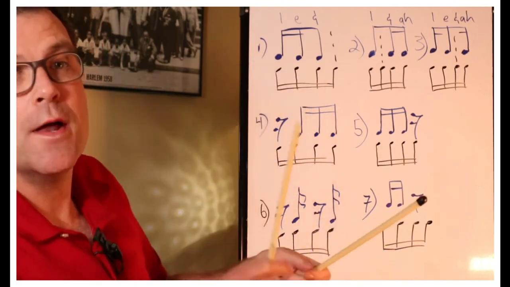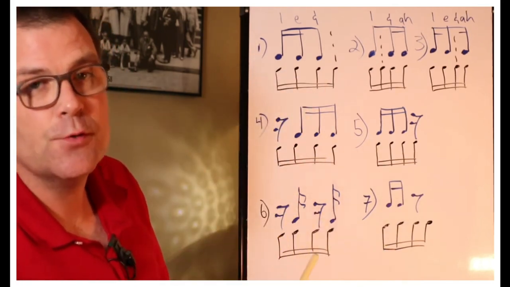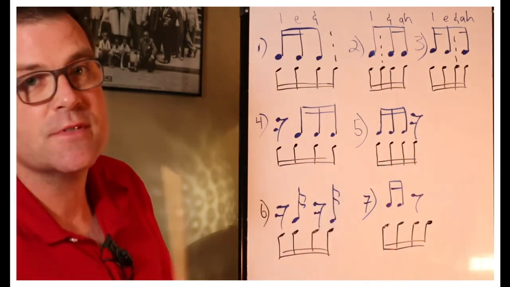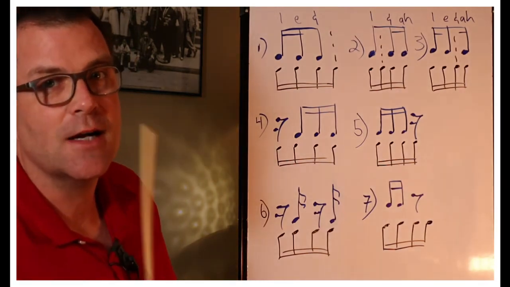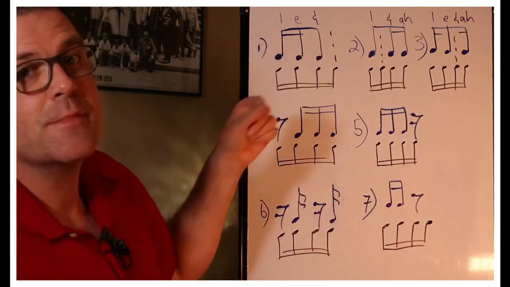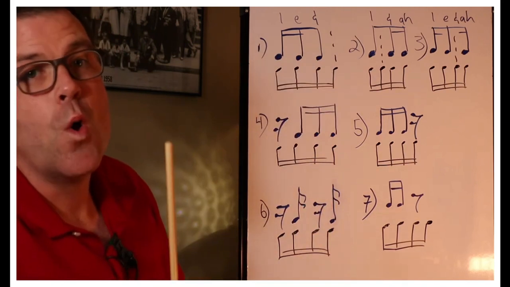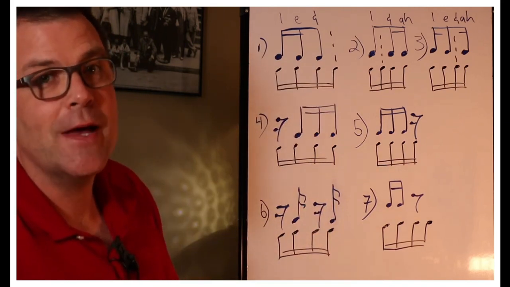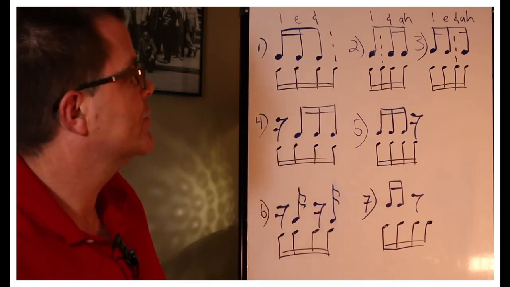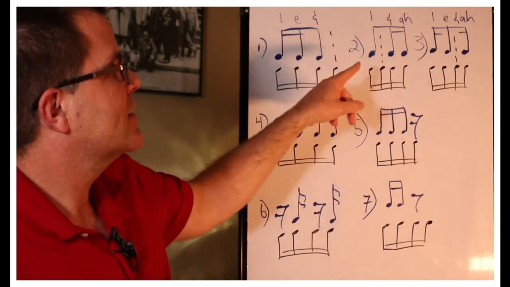So this would go number 1, 1 E-N, 2 E-N, or sing the rhythm: da, da, da, da, da, da. Notice that's a little longer because it's an eighth note. Number 2 goes 1 and 2 and 1 and 2. So that would be da da da da.